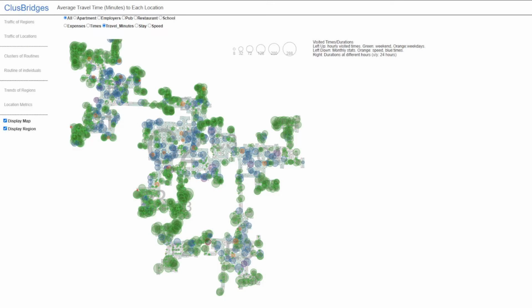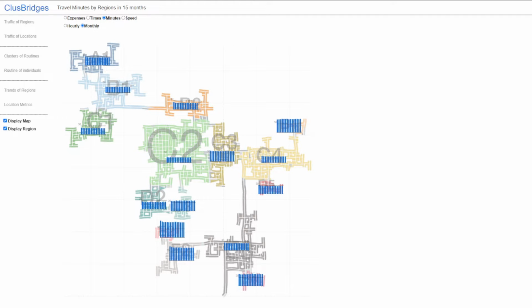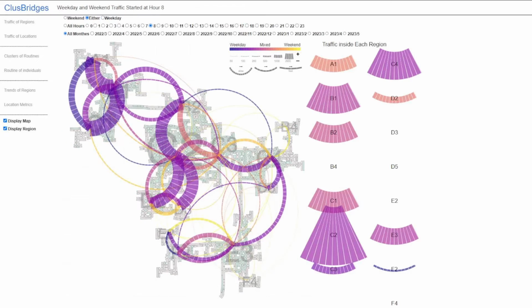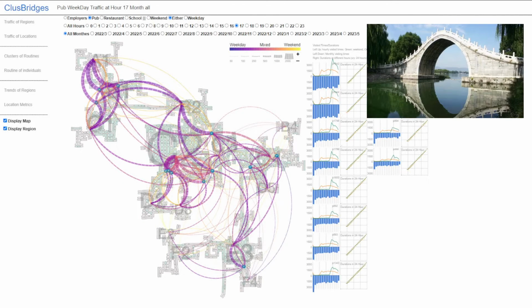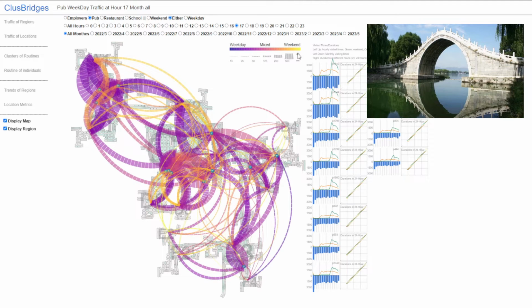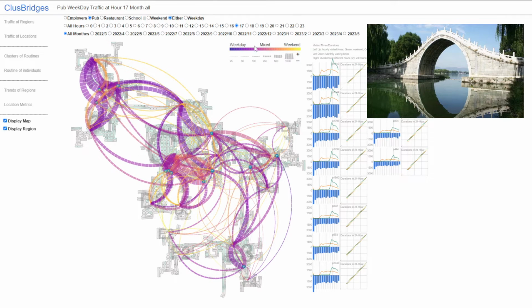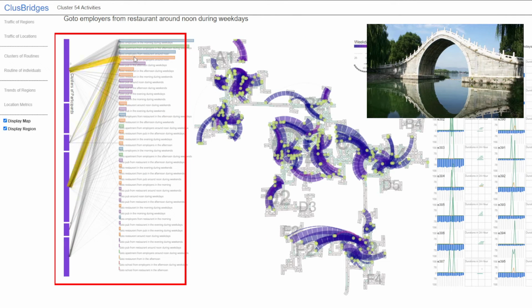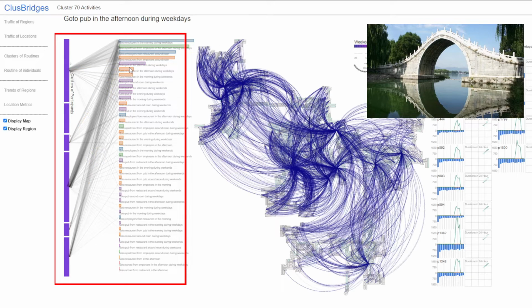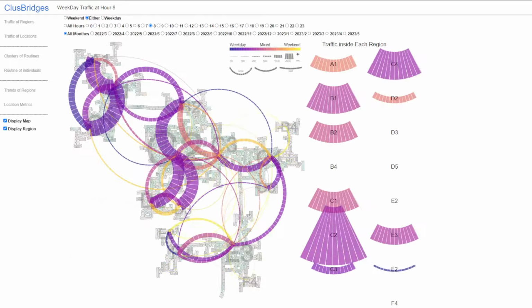Based on the map and travel times taken to all locations, we divided the city into 15 regions, labeling them from A1 to F4. The ancient Chinese bridge was an inspiration for our design. ClusBridges uses bridge-like arcs to visualize the volume, speed, and direction of traffic from one node to another. Then, it clusters travel journal data to better identify life patterns for each individual.